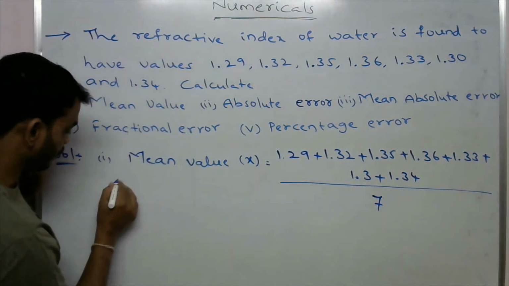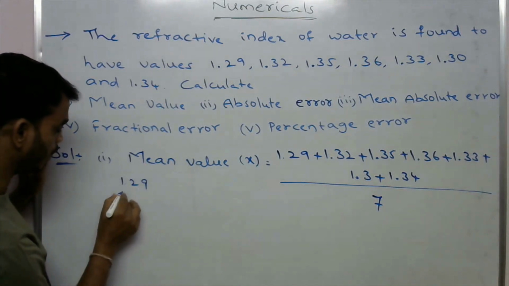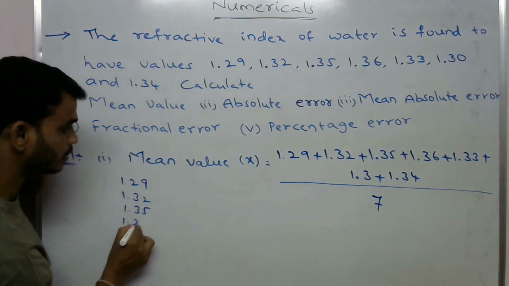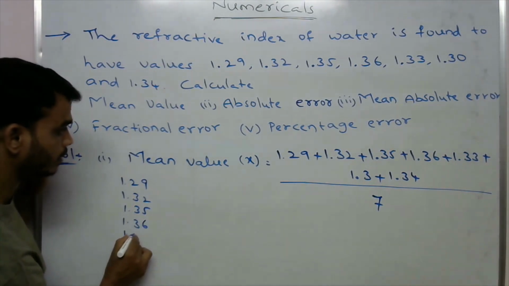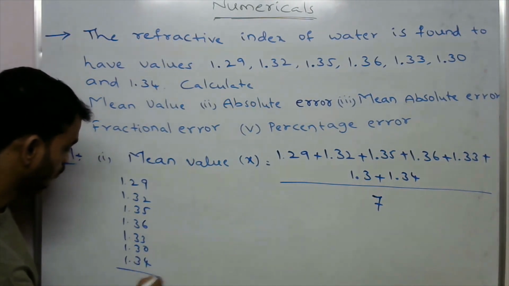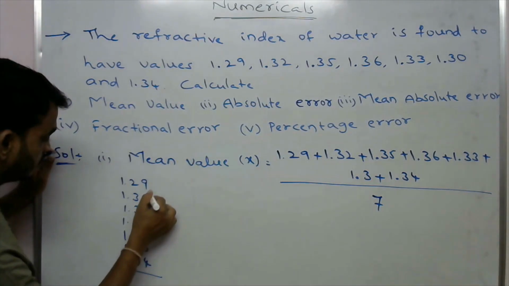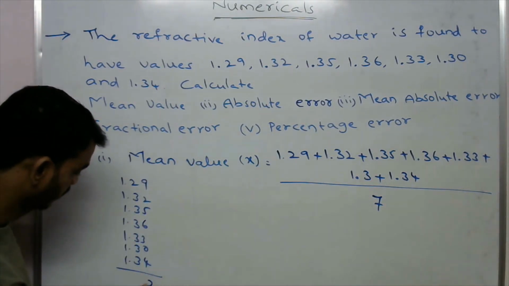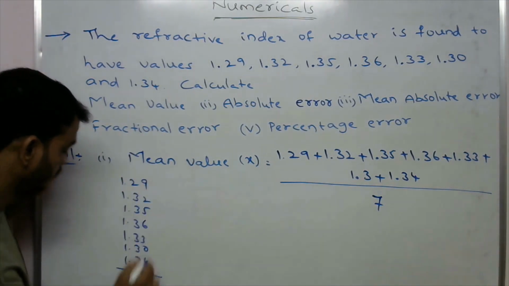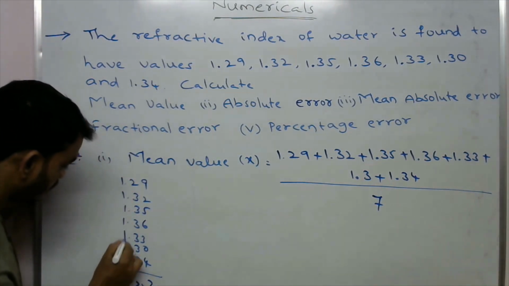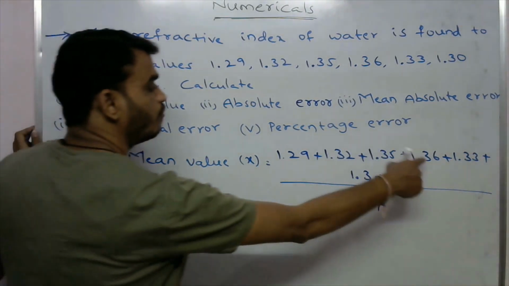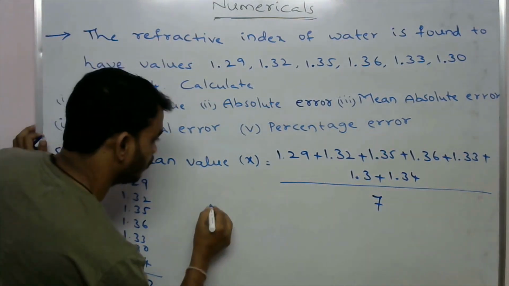Here I am adding these 7 measured values: 1.29, 1.32, 1.35, 1.36, 1.33, 1.30, 1.34. So the sum of all these measured values is 9.33.